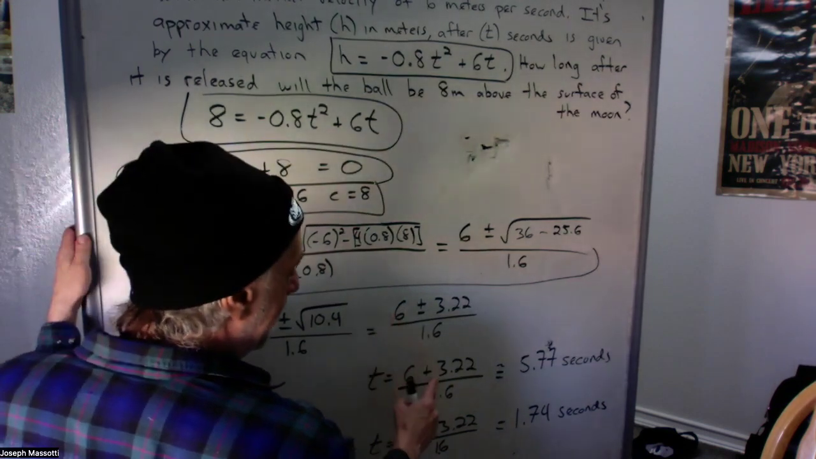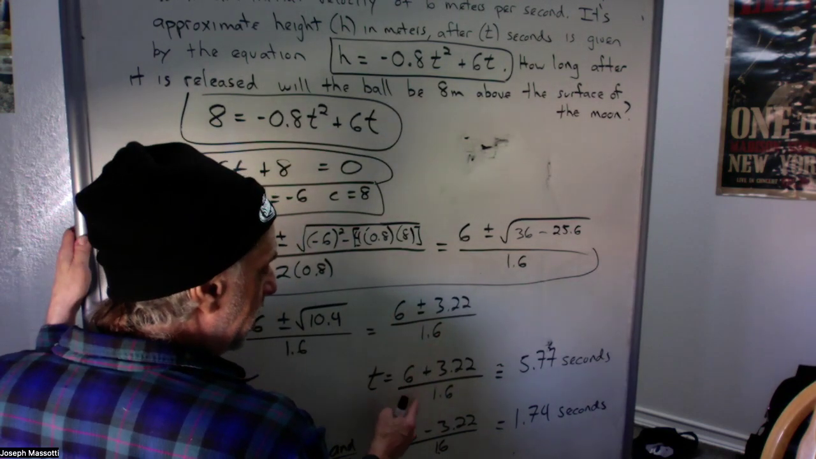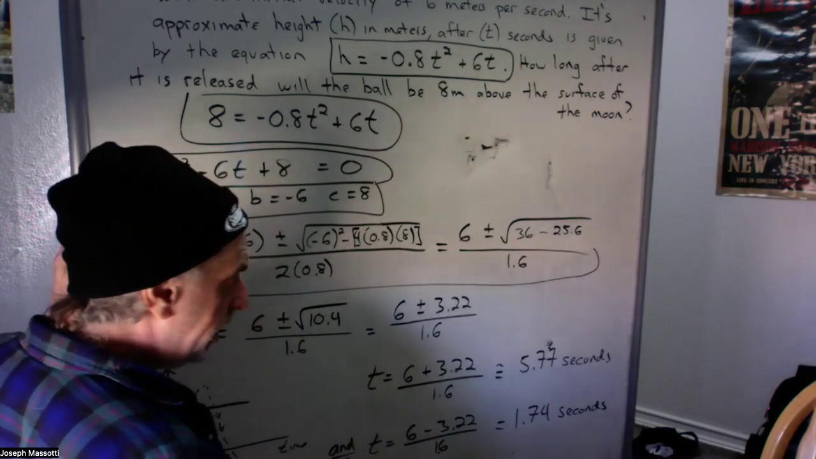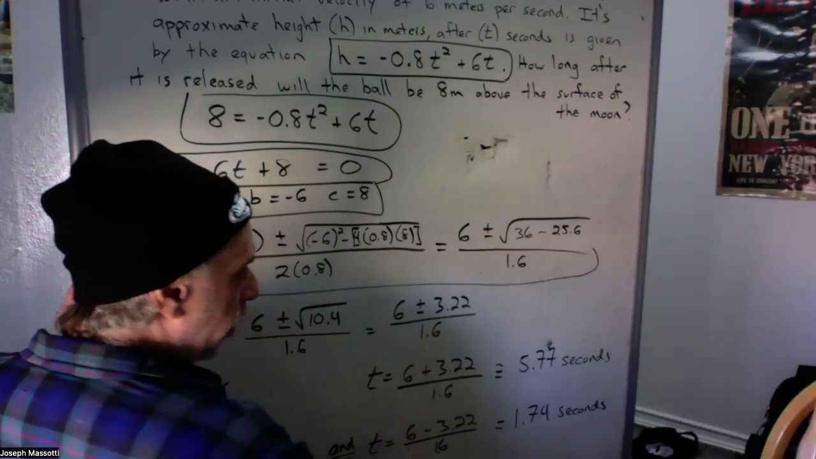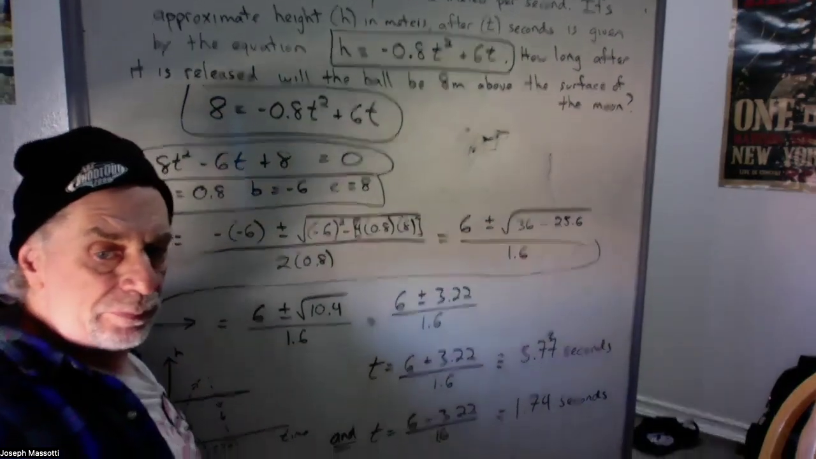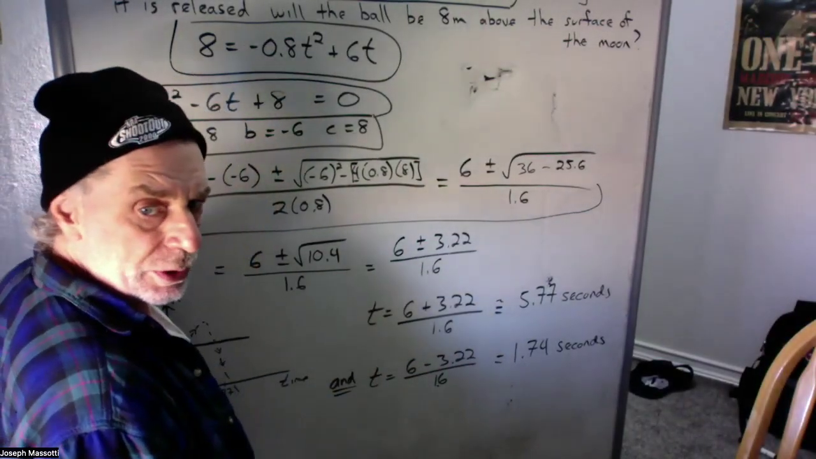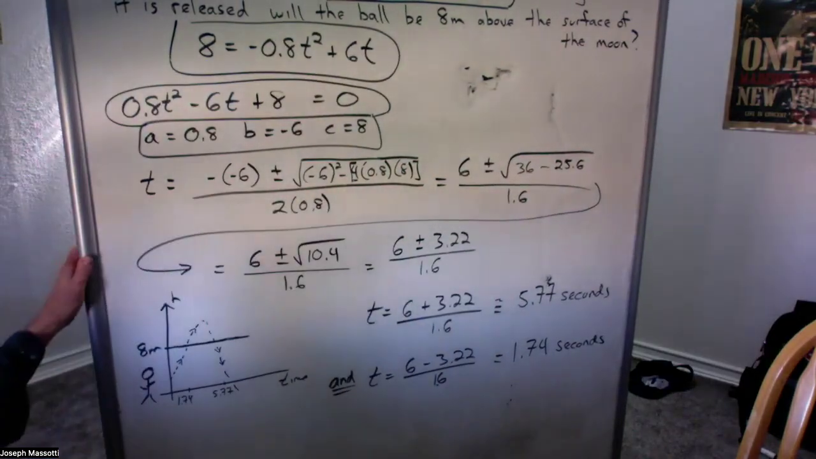We're going to get 6 plus 3.22 over 1.6. And we calculate that, comes out to 5.77. And 6 minus 3.22 over 1.6. 6 minus that number of 3.22, which gives us 1.74 seconds. So what does that mean?